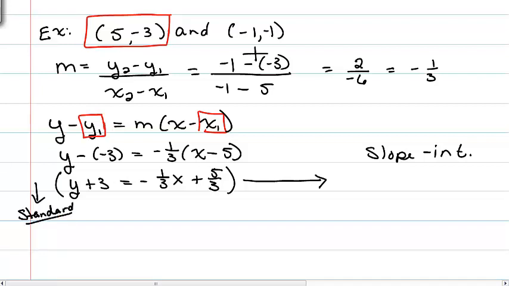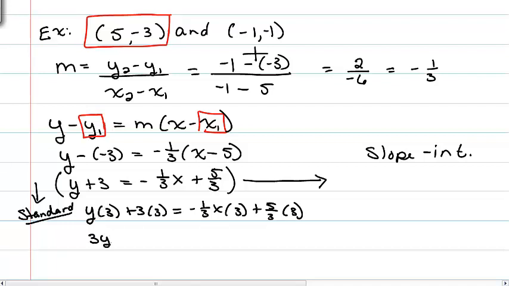Okay, so what I want to do is multiply by the common denominator. Well, there's two denominators, but they're the same number, 3. So we want to multiply everything in this equation by 3. Just don't forget anything. So we're going to have y times 3 plus 3 times 3 equals negative 1/3 x times 3, and then plus 5/3 times 3. So this will be 3y plus 3 times 3 is 9 equals negative 1/3 x times 3 is negative x, and 5/3 times 3 is plus 5.